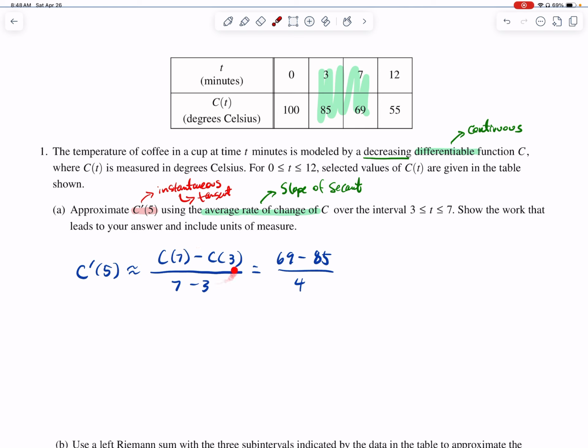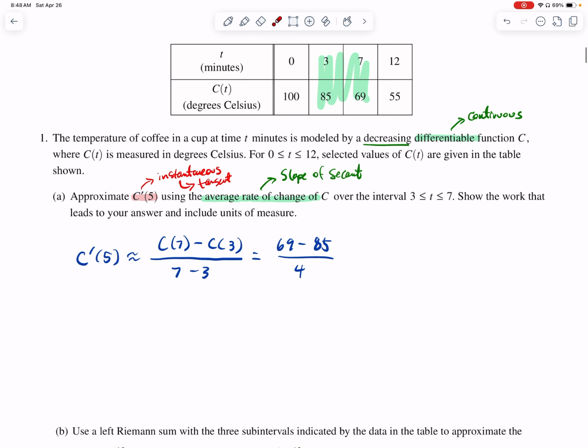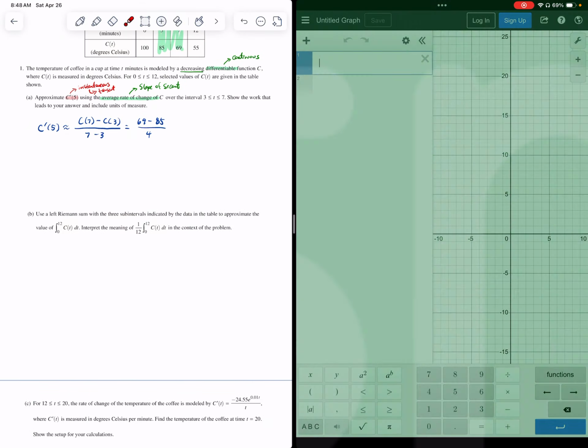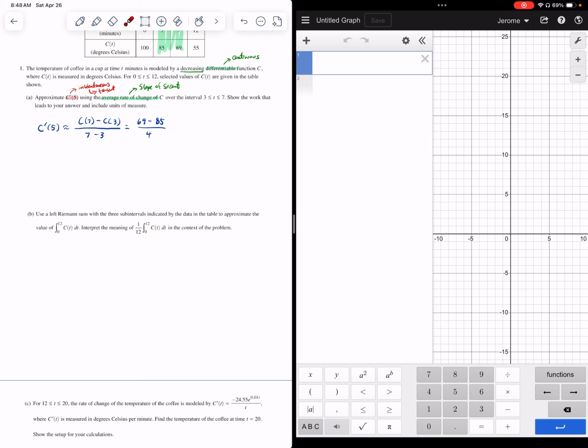Now, if you left it like this, you couldn't get a point for your actual answer, and the reason why is because you've got to actually pull some values from the table in order to get that. And at this point, just throw this in the calculator. If it was calculator inactive, you're more than welcome to leave it just like that. So let's do this little guy, and I'll throw in a quotient, 69 minus 85, and then divide that by, if you're not feeling confident about it, 7 minus the 3.